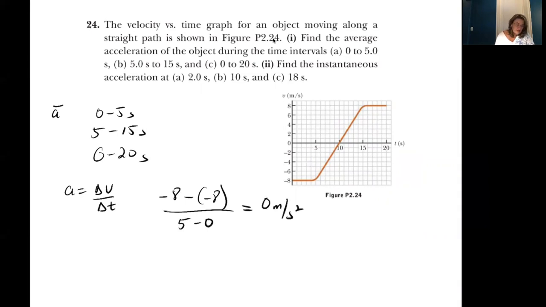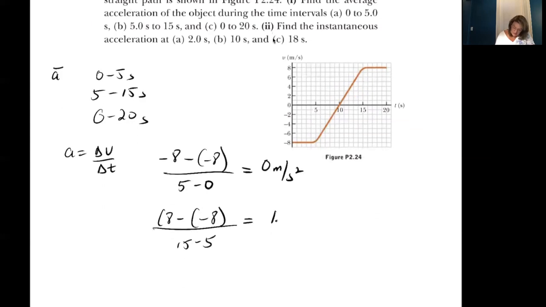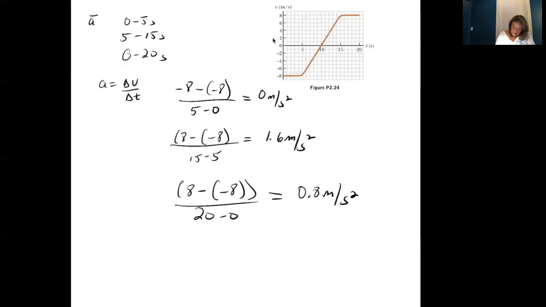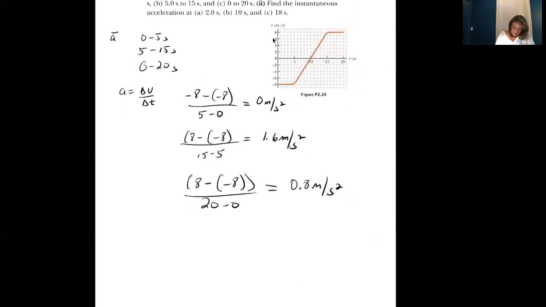The next time interval, 8 minus a -8 over 15 minus 5 equals 1.6 meters per second squared. The next time interval, I get 8 minus a -8 over 20 minus 0, I find the acceleration to be 0.8 meters per second squared. Those are my 3 answers for the individual time intervals.